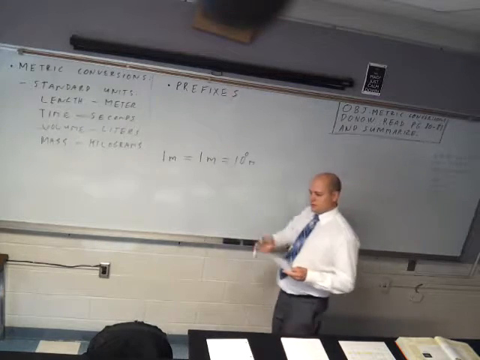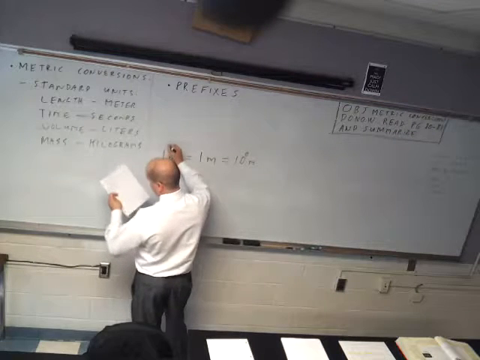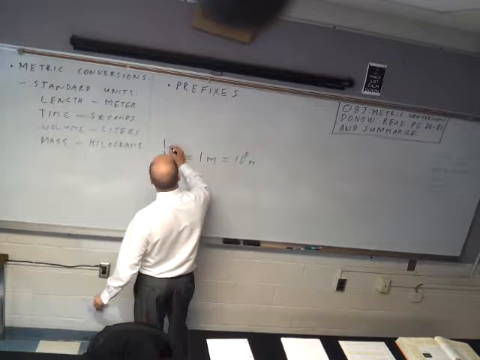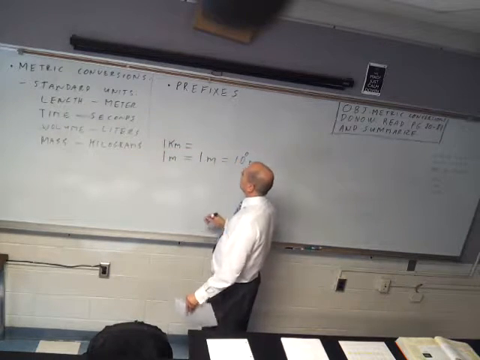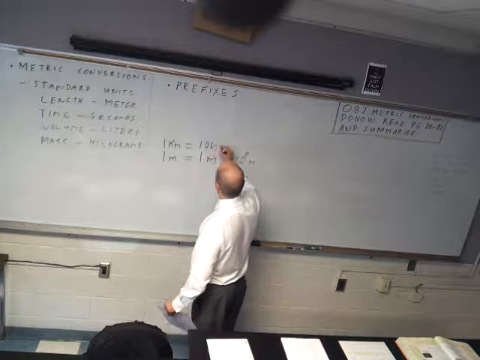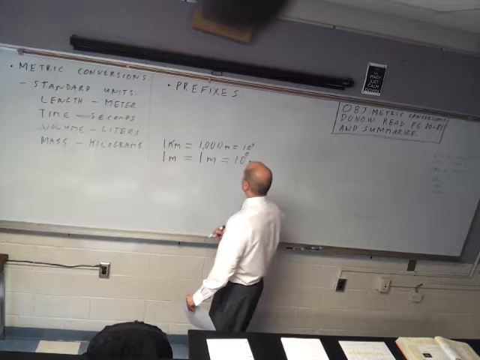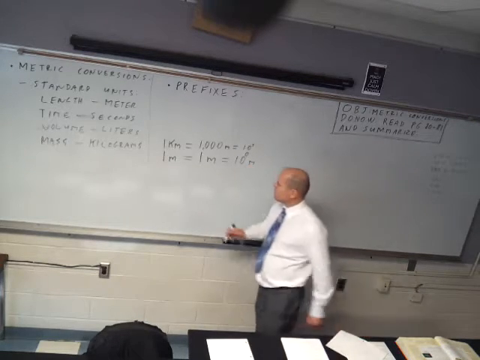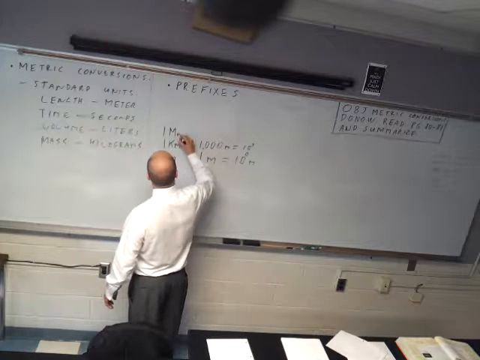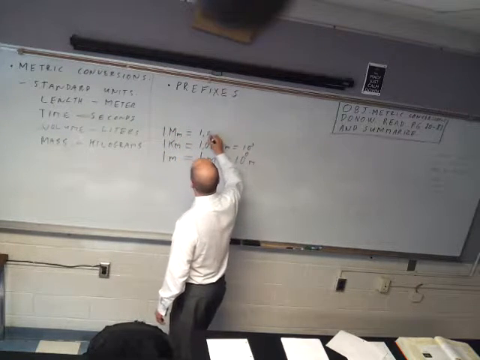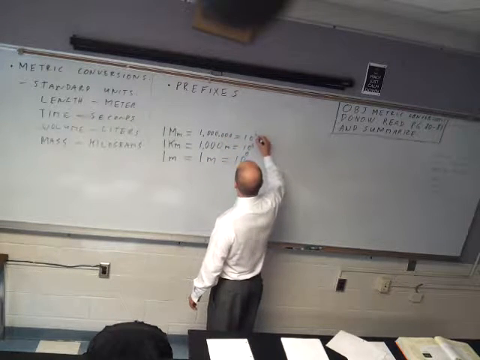All right, so going up from here, on the next line above this, you are going to write 1 kilometer is 1,000 meters, or 10 to the 3rd meters. Next one up is 1 megameter. That's 1 million meters, or 10 to the 6th meters.